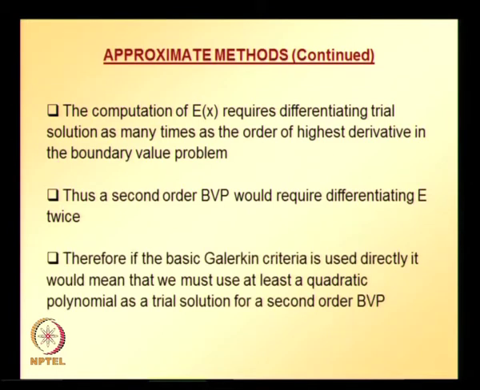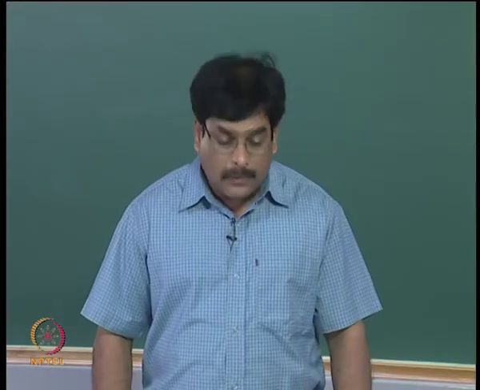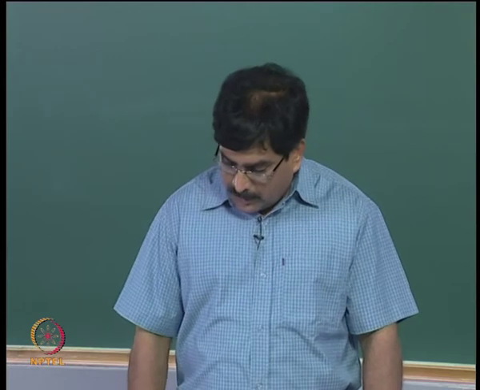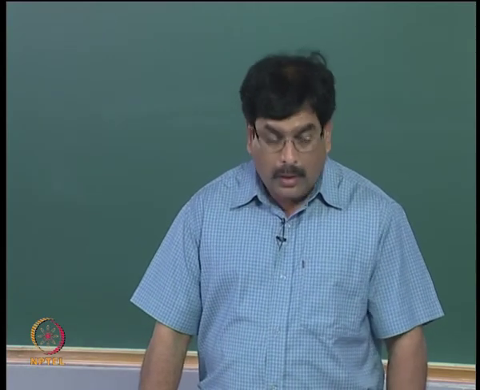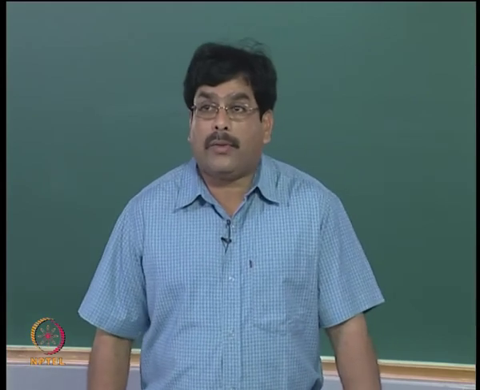Therefore, if basic Galerkin criteria is used directly, it would mean that we must use at least a quadratic polynomial as a trial solution for a second order boundary value problem. So, is there a way that we can reduce this demand on the starting trial solution? That is the question, and there is an answer to that also.